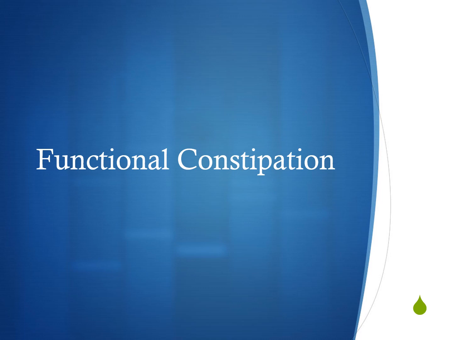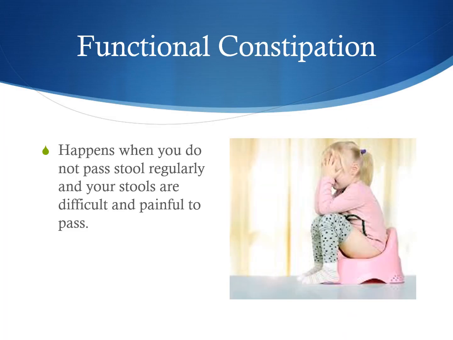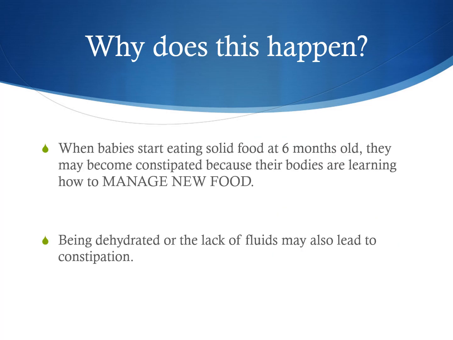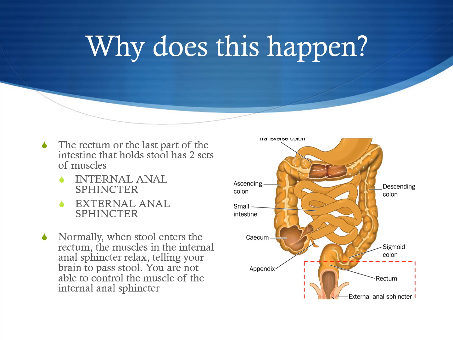The next disease is functional constipation. This happens when you do not pass stool regularly and your stools are difficult and painful to pass. This can happen when babies start eating solid food at 6 months. They may become constipated at this time because their bodies are learning how to manage new food. Being dehydrated or the lack of fluids may also lead to constipation. But the most common cause of constipation is withholding behavior. We will explain it in the succeeding slides.